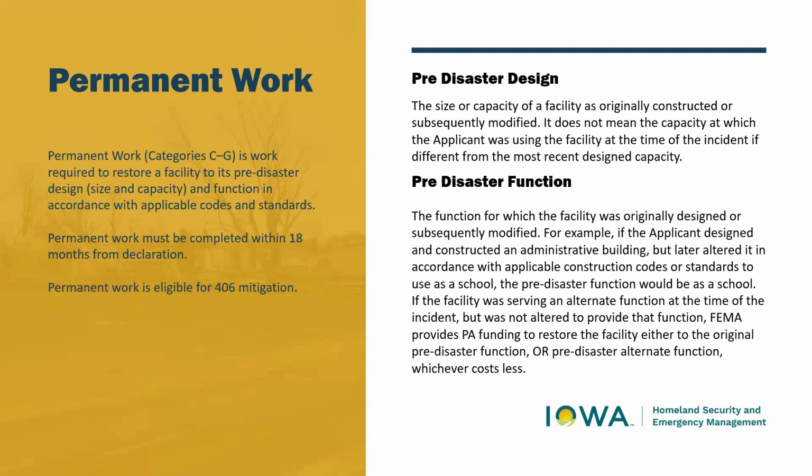For example, if an applicant designed and constructed an administrative building but later altered it in accordance with applicable construction codes and standards to use as a school, the pre-disaster function would be the school. If the facility was serving an alternate function at the time of the incident, but was not altered to provide that function, FEMA would provide PA funding to restore the facility either to the original pre-disaster function or pre-disaster alternate function, whichever cost is less. If you find yourself in a situation where you're not sure what capacity your permanent work needs to be restored to, our staff are here to support you through that, and we'll be able to figure out what costs are eligible for you.